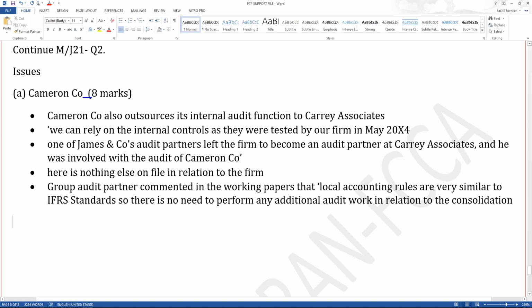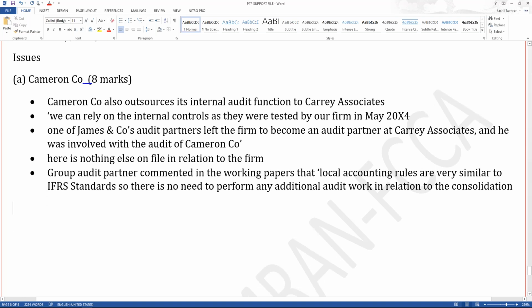Now, if you look at these issues and we go one by one, the first issue we got in the case of Cameroon company was that they outsource their internal audit function to the same audit firm, Kerry Associates. So let's first start with the heading internal audit function and let's see what is the issue with internal audit function. So we'll first give a heading.